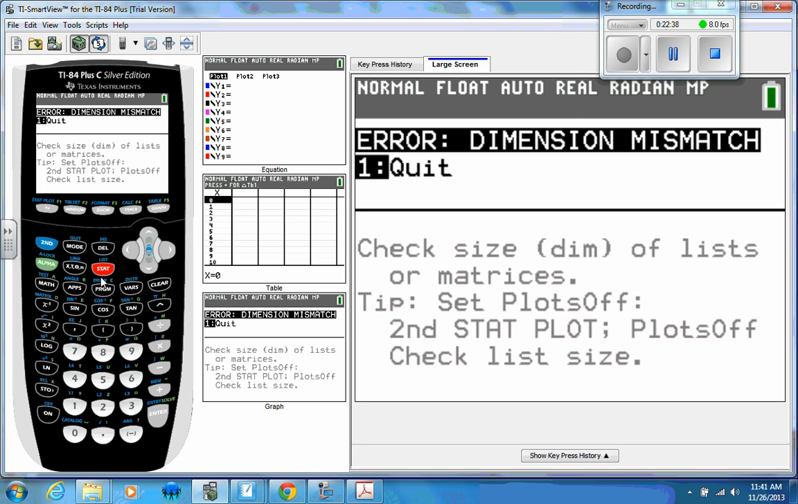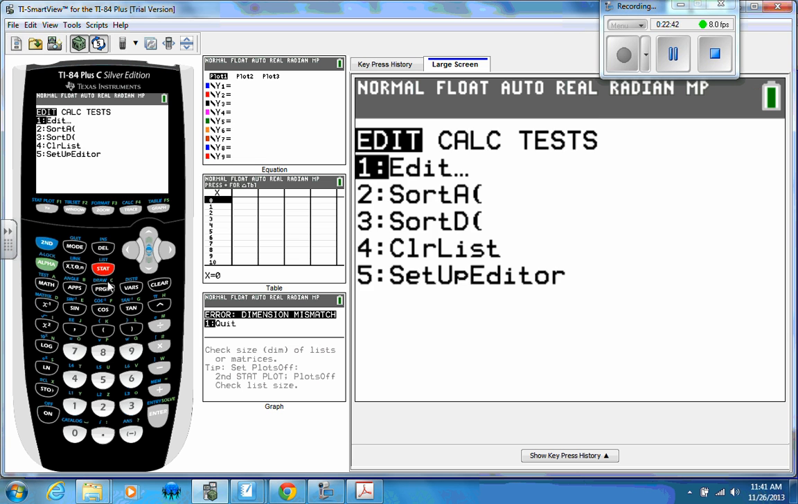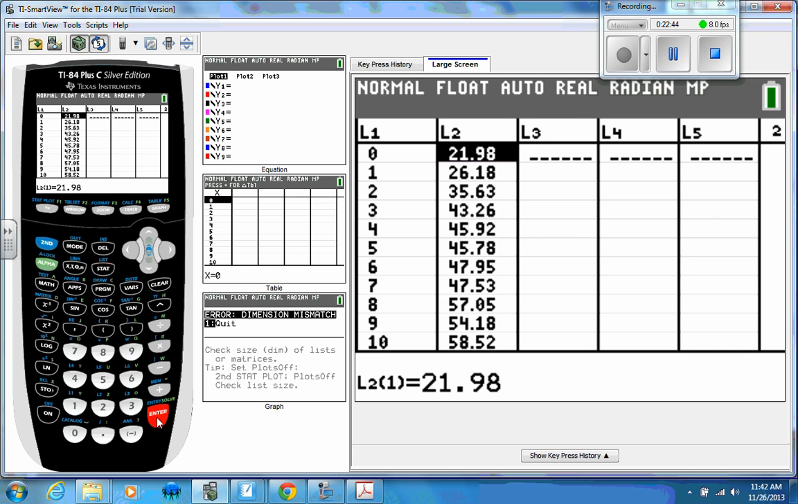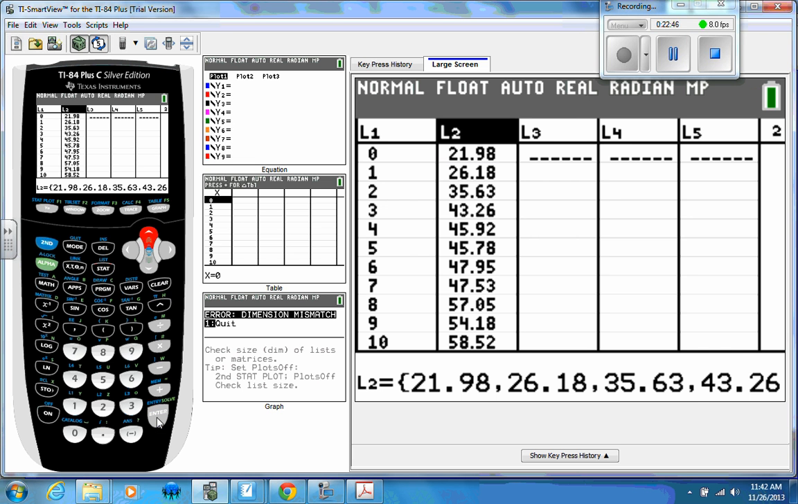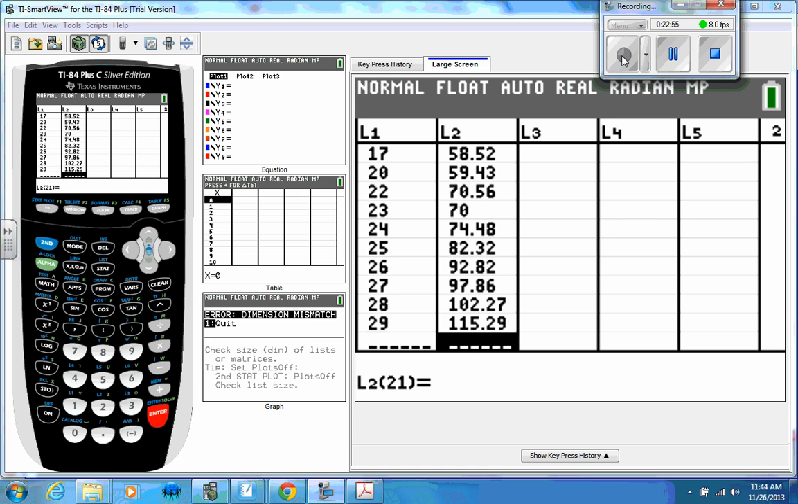So if I go back to stat, and I go into edit my list, I'm just going to check to see if all my list values are right. So I have 20, but I obviously did something wrong. So I'm going to go through my list and figure out what I did wrong. Okay, now that my data's right, I can actually see my graph now.